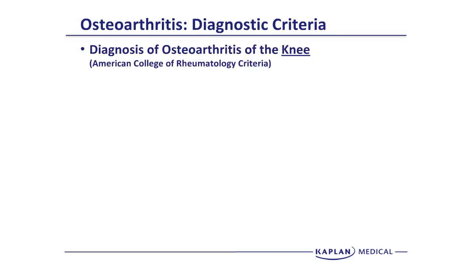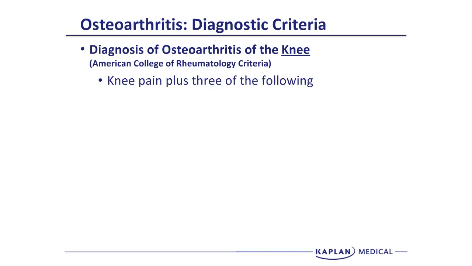Now, the American College of Rheumatology has put out criteria for the diagnosis of osteoarthritis of the knee. I know that you don't have it in your book, but I wanted to include it in this slide so that you can follow this, because these can be used for other joints as well.